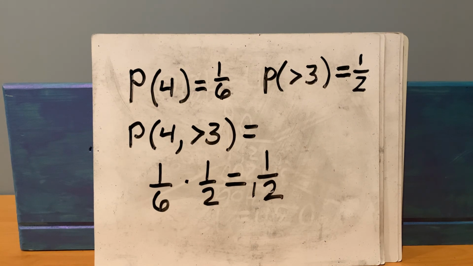So again, what you need to remember is the probability of independent events occurring in a specific order is the product of the probability of each event. And that's called compound probability.